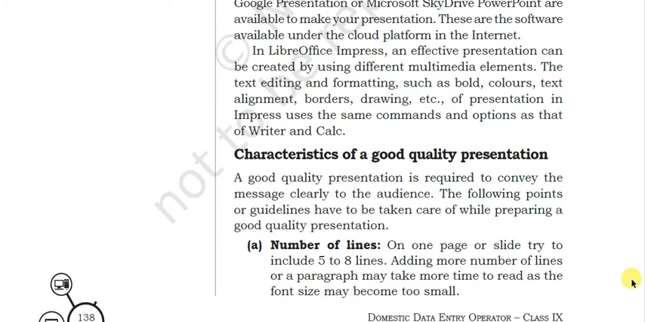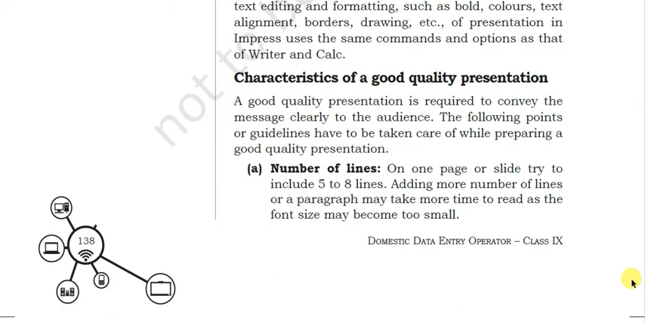Now we will study the characteristics of a good quality presentation. So, which presentation should be called a good quality presentation? The first point is number of lines. On one page or slide, try to include 5 to 8 lines only. Adding more lines in a paragraph may take more time to read as the font size may become too small. So, there should be less information on a page. So, you must use more pictures and graphics to convey your message.